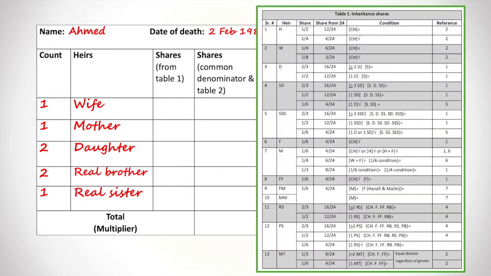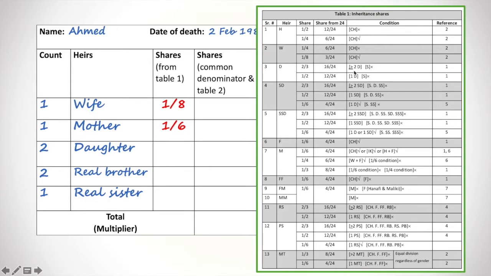Our next step is to go to table 1 and look for all the relatives who are present in table 1 and see if they get a fixed share under that certain condition. Wife will get 1/8 because there are children present, which is the daughter in this case. So we put that for the wife. Mother should get 1/6 because there are children present. And the two daughters, let's find out what they get.